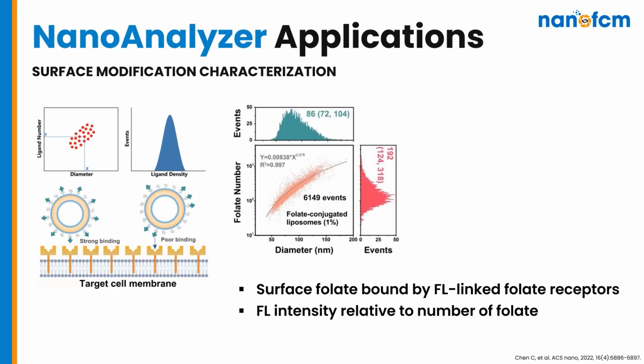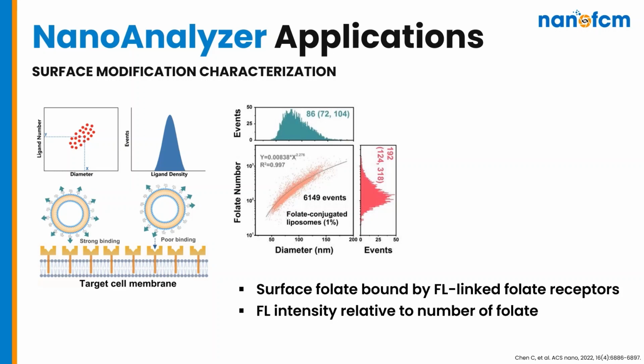So this is a surface folate bound by a fluorescence-linked folate receptor. So the particles are formed with the folate on their surface. And then we can right away tell that the folate's configured in a way it will react with receptors because we have our fluorescent-linked receptors reporting back that they're labeling the folate conjugated liposomes. The fluorescence intensity is relative to the number of folates per liposome, and we see a nice little curve here against the distribution of the particle size and the distribution, therefore, of the fluorescent events.